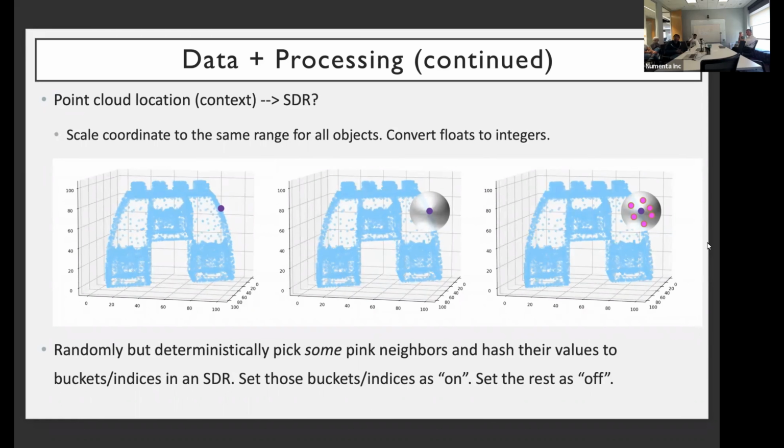Okay. I'm going to do a very, very high level overview of this, simply because I don't want to spend too much time on this, but this is the strategy for encoding the coordinates into SDRs. So the first step would basically be to scale all the coordinates for a given object.